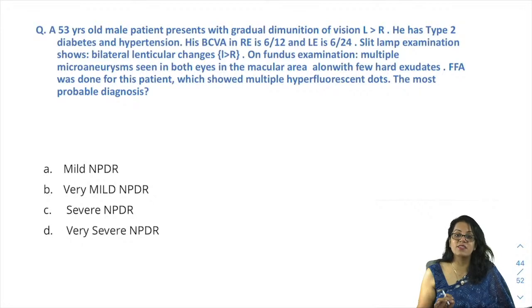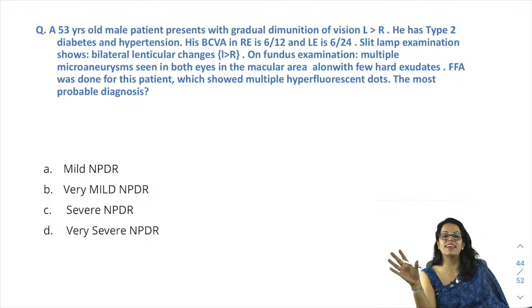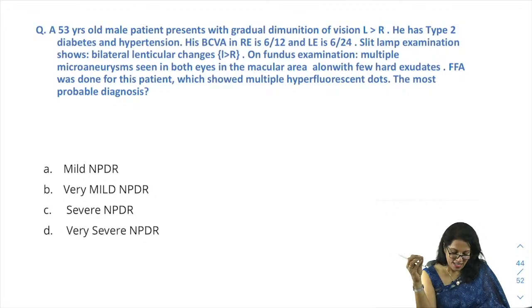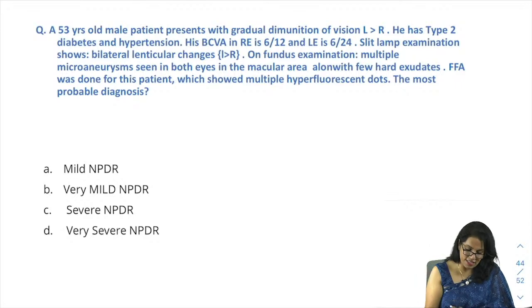Okay, we come to the next question. So this one is the last question. So pay attention and look at the options here. Most probable diagnosis, mild NPDR, very mild. So now quickly you know that we have to find the staging of NPDR. This is the case of diabetic retinopathy. And which it could be PDR or NPDR or not? Okay, it is NPDR, all the 4 options. Till here you know. Okay, let's solve.